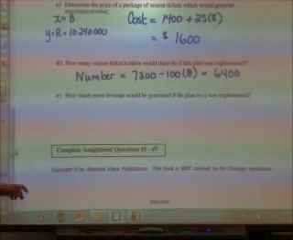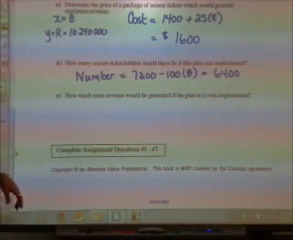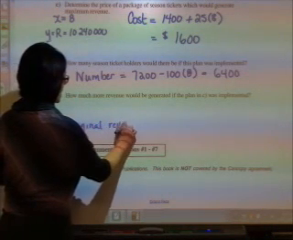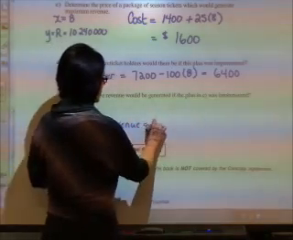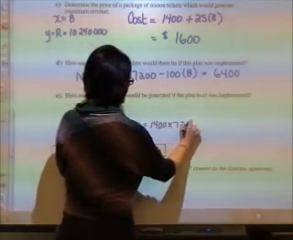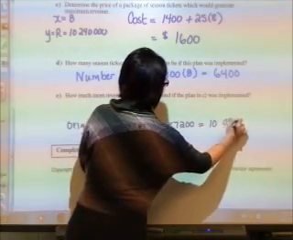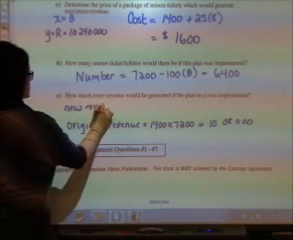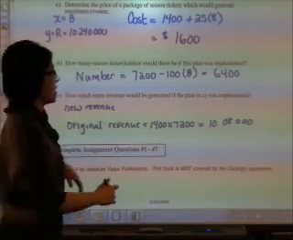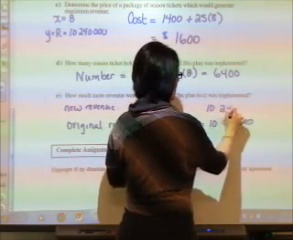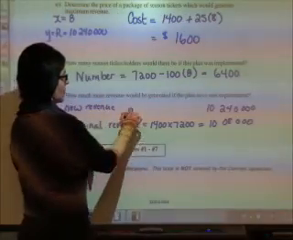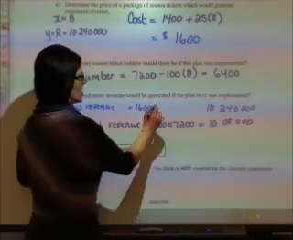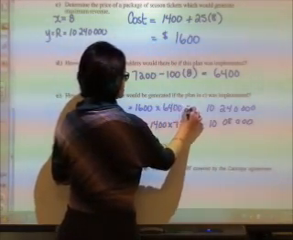And then question E says how much more revenue would I generate? So my original revenue is what I calculated up at the top. That was my 1,400 times 7,200, which was my $10,080,000. My new revenue was the Y value of that maximum point, which was my $10,240,000, which is the same as taking $1,600, because that's the price of each package, times 6,400 packages.